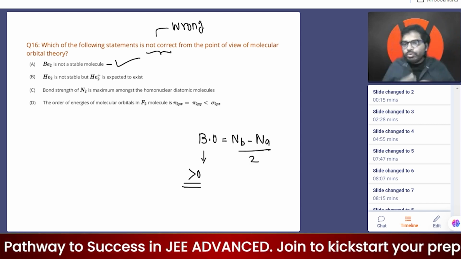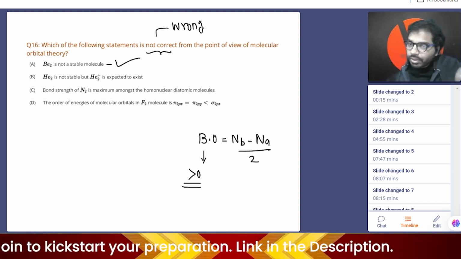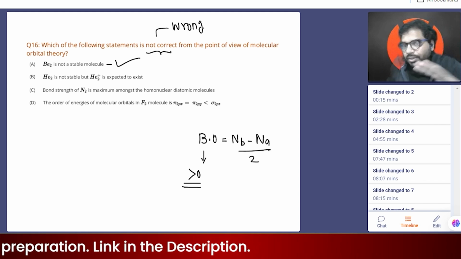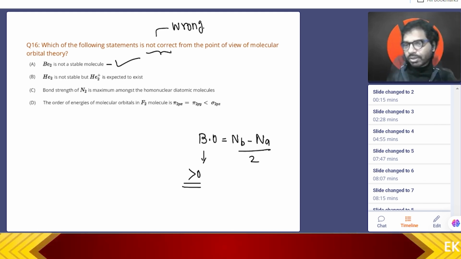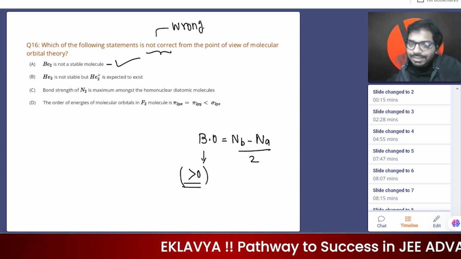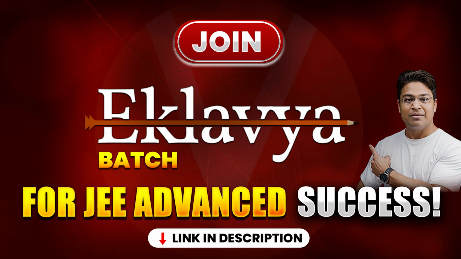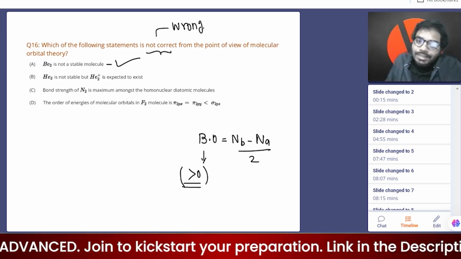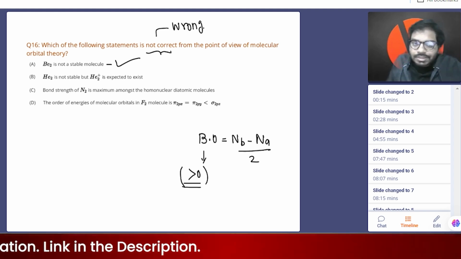As we know, two kinds of molecular orbitals are there. Number of electrons in bonding minus number of electrons in anti-bonding, divided by 2. By this, we can find out the bond order. The greater the bond order, the greater will be the stability of the molecule. Okay. So if the bond order is greater than 0, then Be2 or any molecule will be stable. But in the case of Be2, we find the bond order is 0. So it is not a stable molecule, which is correct.